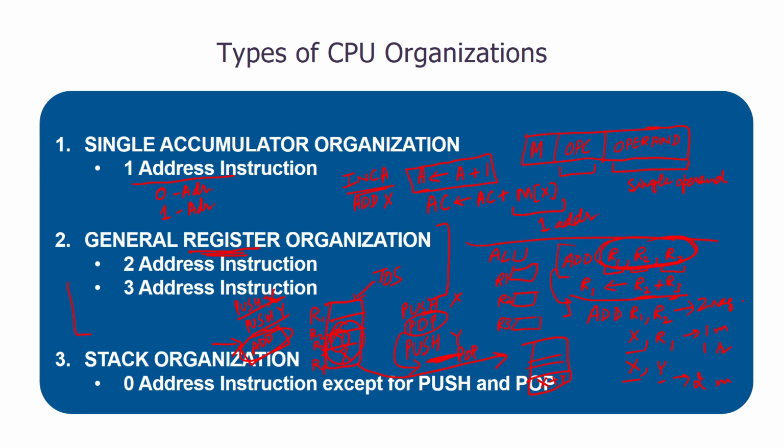So X and Y means there is a memory where X is this location, Y is this location. So this X will be used as M of X and this Y will be used as M of Y. These values will be put into the stack. When we will add, the values will be added and this location will be filled with X plus Y.